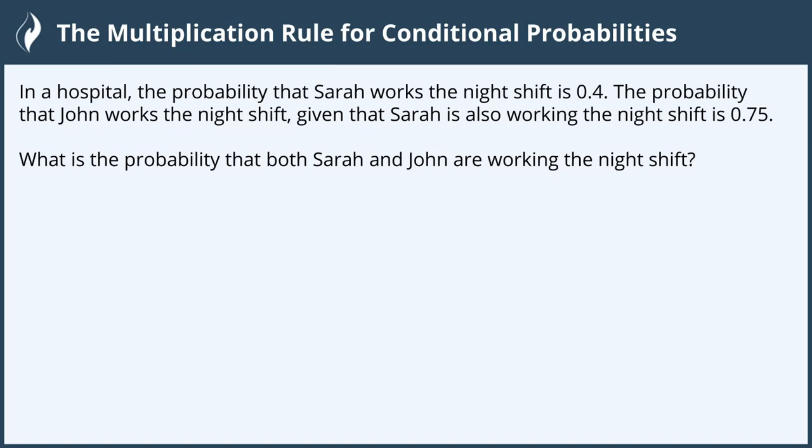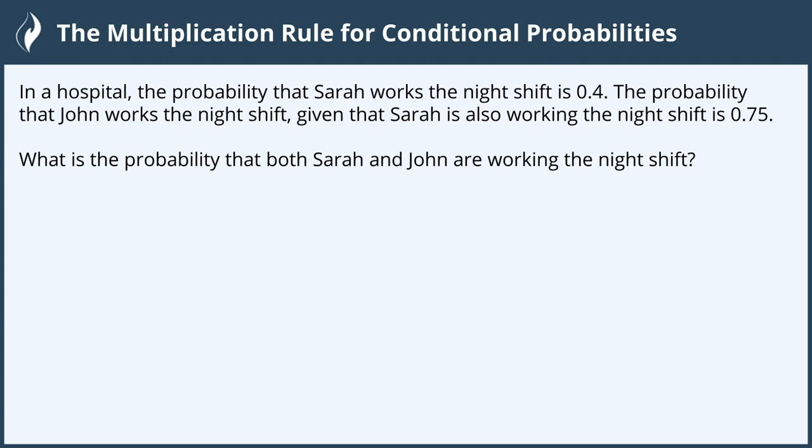Hi everyone! In this video, we will use the multiplication rule for conditional probabilities. In a hospital, the probability that Sarah works a night shift is 0.4. The probability that John works the night shift, given that Sarah is also working the night shift, is 0.75. What is the probability that both Sarah and John are working the night shift?